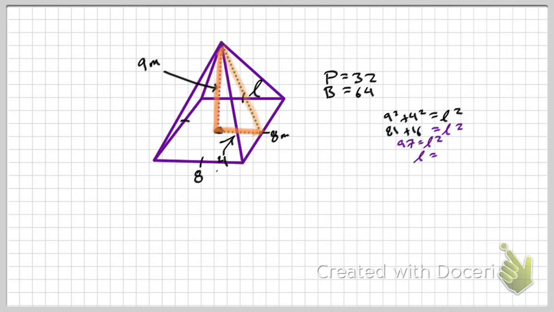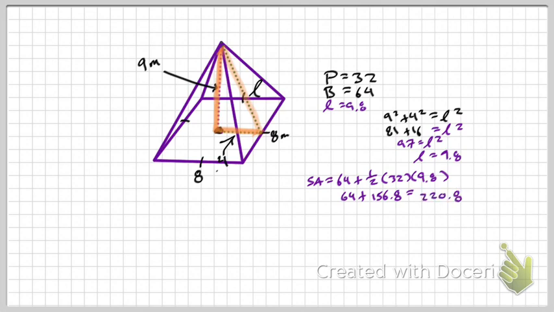Take the square root of 97, and that gets us 9.8. So our slant height is 9.8. Once we know that, we can use our formula. Surface area equals area of our base plus 1/2 times the perimeter times my slant height. 1/2 times 32 is 16. 16 times 9.8 is 156.8. So 64 plus 156.8 is 220.8 meters squared.